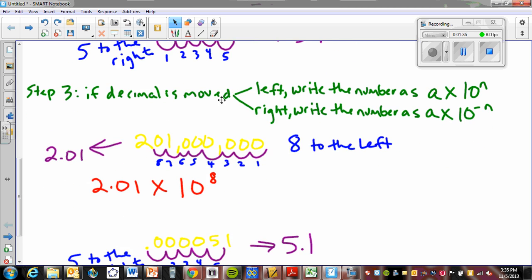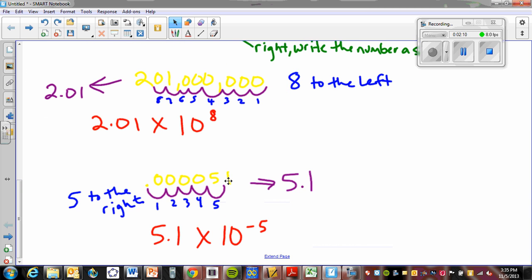If we move the decimal to the left, our number is going to be whatever our number between 1 and 10 is, times 10 to however many places we moved it. That will be a positive number. If we moved it right, it's our number between 1 and 10 times 10 to the number we moved it, but this one will be negative. So this one, we moved it 8 places to the left. We got our number between 1 and 10, so that goes here. 2.01 times 10, and this is a positive 8 because we went left. On this one, we moved it right, so it's 5.1 times 10, and it'll be negative 5 because we moved it to the right.